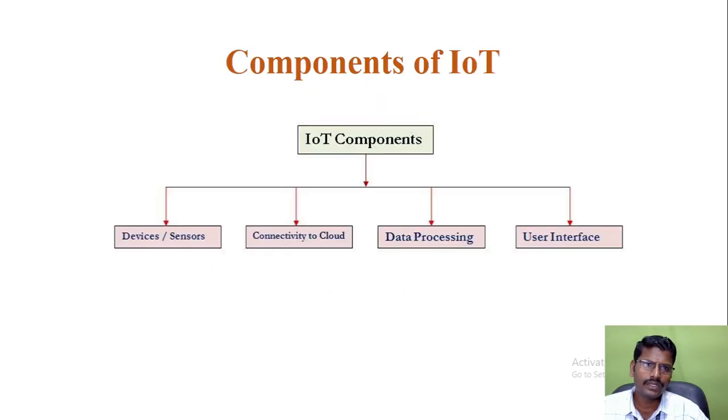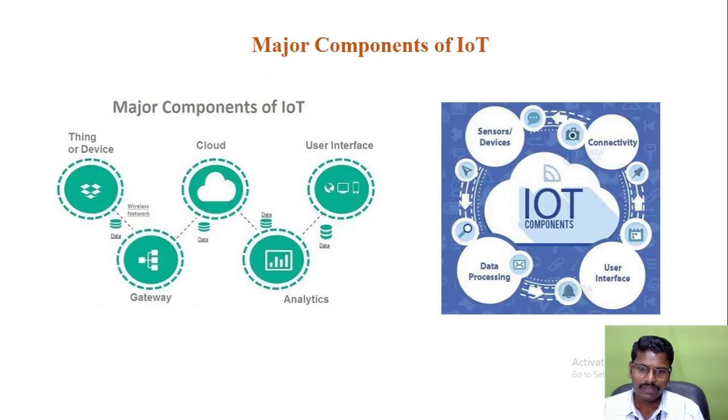So, the major components of Internet of Things, IoT, are: the first and foremost component is devices or sensors. It may be sensors, hardware devices, actuators, etc. Next, connectivity to cloud. The devices are connected to the cloud. Next, data processing. The data from the cloud is processed using data processing devices. And finally, user interface. The device will be interfaced with the user, or communication is established between the user and the hardware device. So these are the major components of IoT.